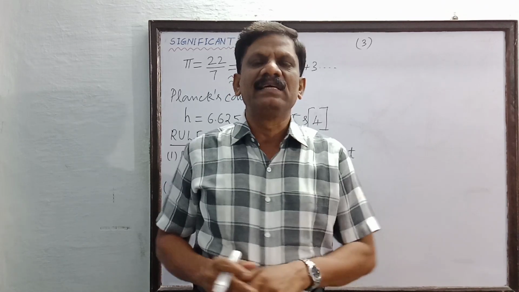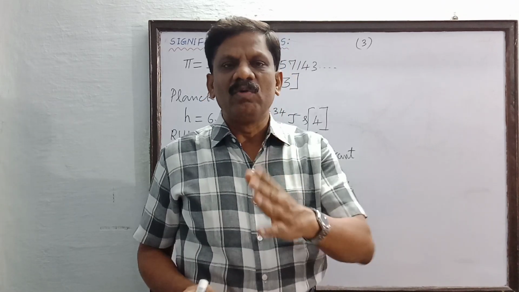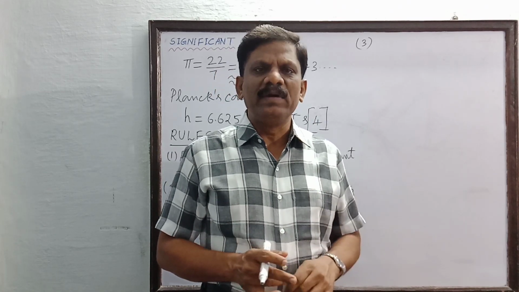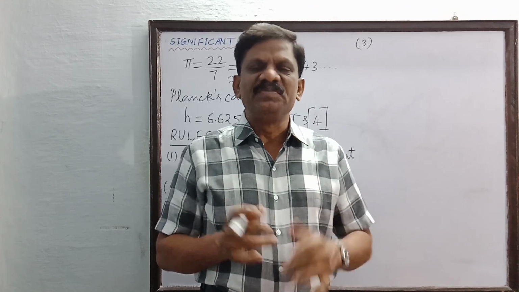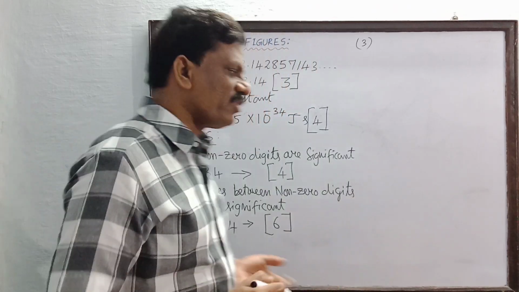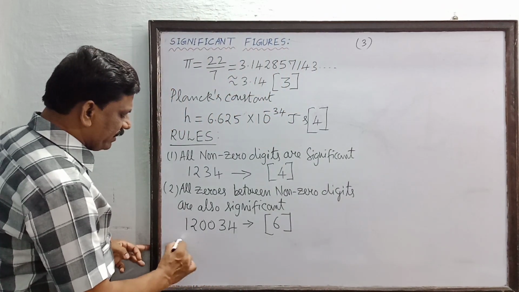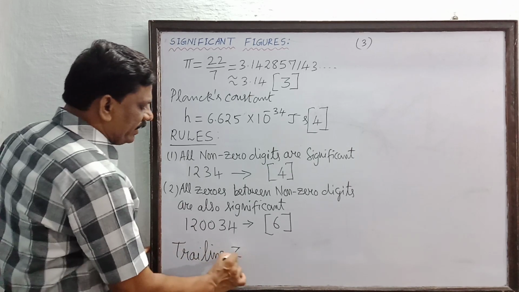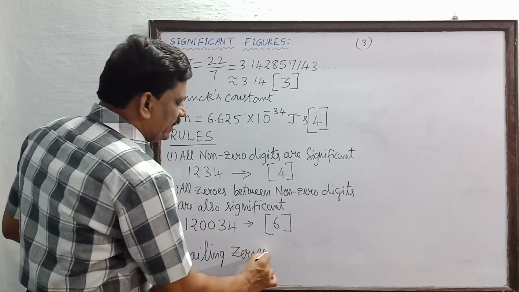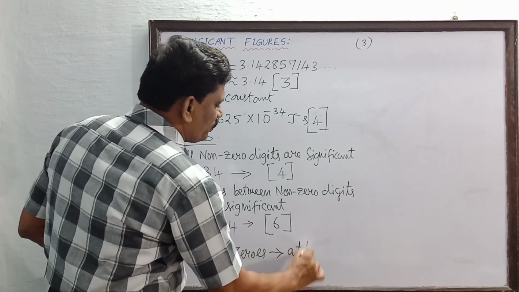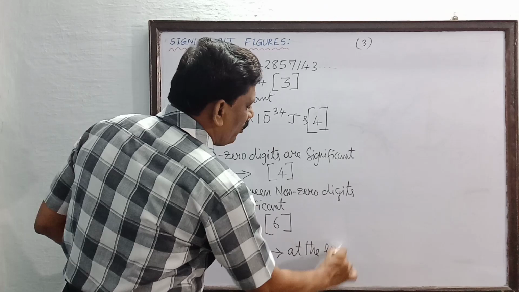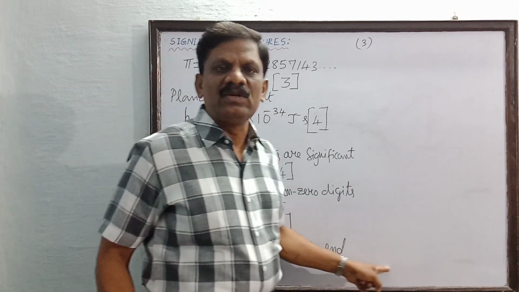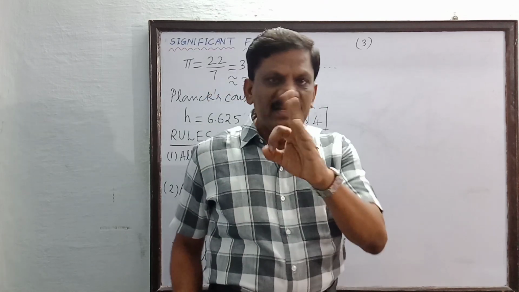For example, if I say the number 1000, 1 followed by 3 zeros. 15,000, the number 15 is followed by 3 zeros. These zeros which are coming at the end are called trailing zeros. So I will write here first, trailing zeros. Trailing zeros means zeros at the end. Zeros which are occurring at the end of the number. Based on these trailing zeros, we are going to study 3 rules.